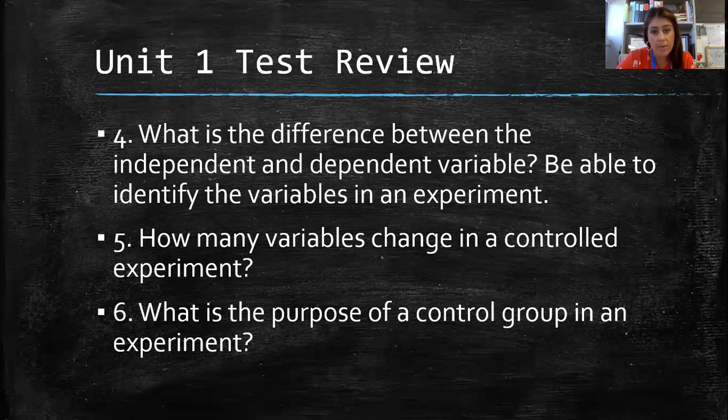Number 5 was a high miss question on the quiz that we took this week, so I want you to know this particularly. How many variables change in a controlled experiment? In a controlled experiment, you change one variable. That variable is the independent variable. So the variable that is changed is the independent variable.